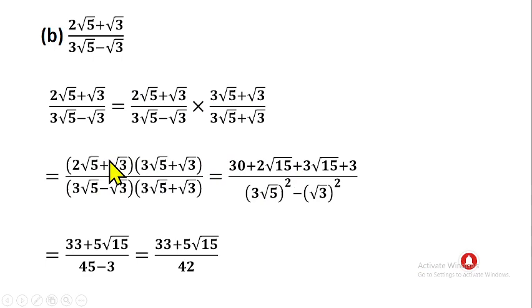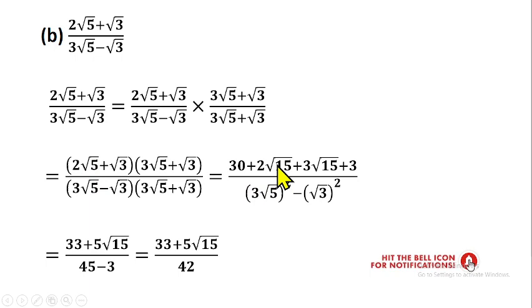So you can open the bracket in the numerator. Let's go do that. 2 times 3 gives us 6. Then 5 times 5 will give us 5. 5 times 6 will give us what? 30. Do you understand? Then 2√5 times √3. So 3 times √5 gives us √15. Times 2 gives us 2√15. Do you understand that too?